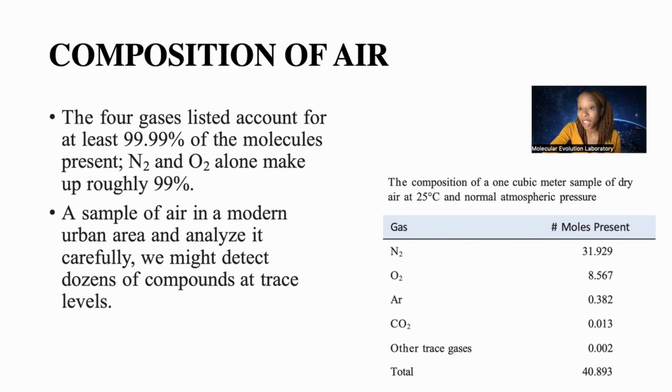If you sample the air in a modern city and analyze it, you'll find many different compounds. The composition of 1 cubic meter of a sample of dry air at 25 degrees Celsius at normal atmospheric pressure contains the following gases in moles: nitrogen at 31.92 moles, oxygen 8.567, argon 0.38, carbon dioxide 0.013, and other trace gases.